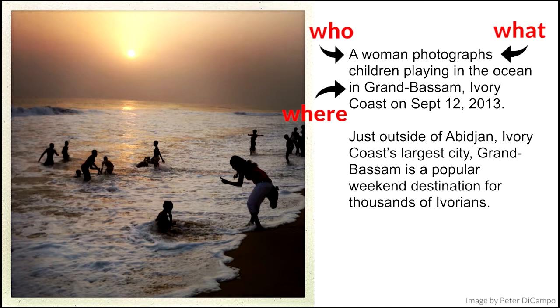So in the first sentence, we have who is in the photo, what they're doing, where it is, a town called Grand-Bassam, and when it is, September 12, 2013. Then the second sentence gives us a bit more information, a hint of why the picture may be of interest. Because this is one of the most popular places for a vacation or a weekend off for the people of this country. These elements of a caption are important because they help the audience learn more information than the picture can provide on its own.